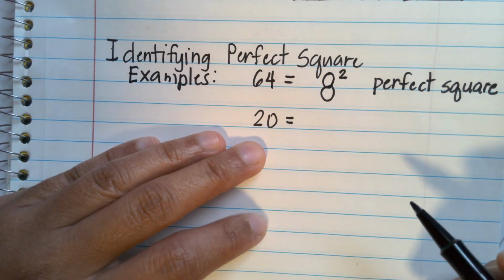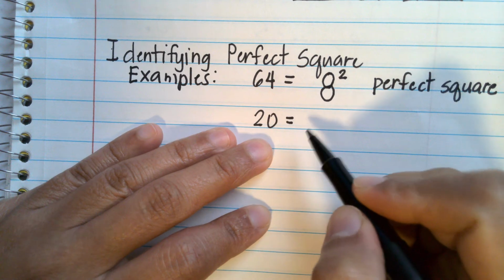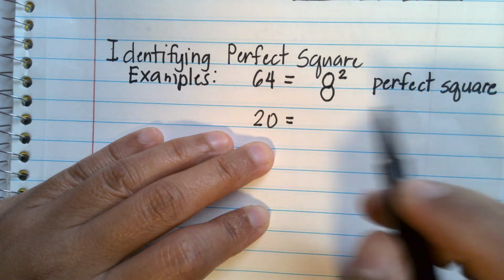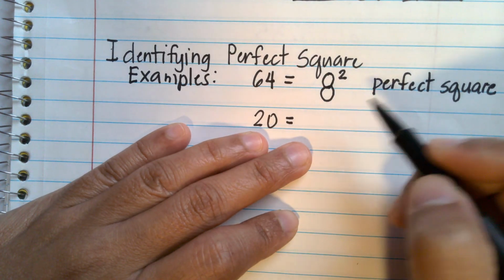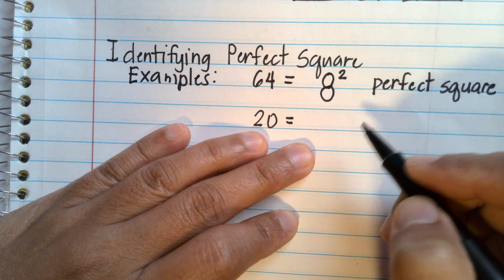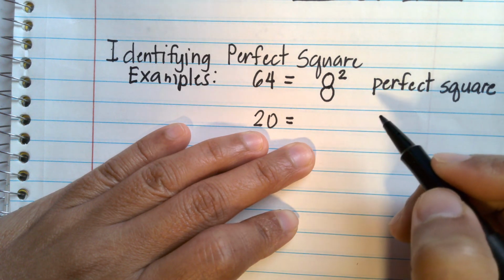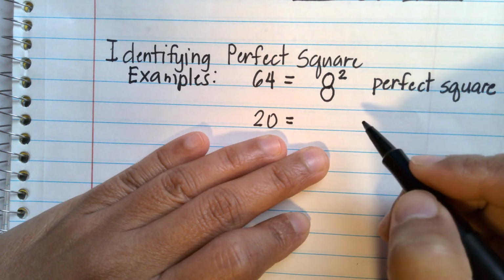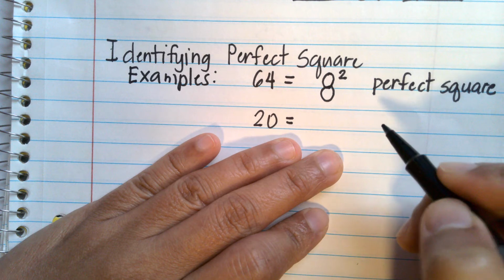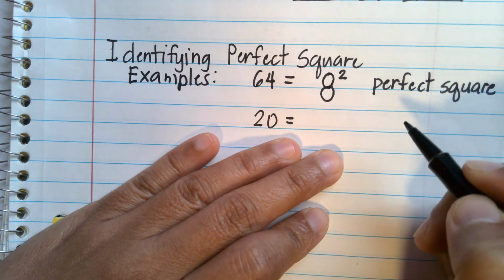20, on the other hand, is not a perfect square because we cannot write 20 as a square of any whole number. For example, if you use 1 squared, that's equal to 1. 2 squared, 2 times 2, that is equal to 4. 3 squared, that's 3 times 3, that is equal to 9. 4 squared, that's 4 times 4, which is equal to 16. And then the next one would be 5 squared, which is 5 times 5, which is equal to 25.